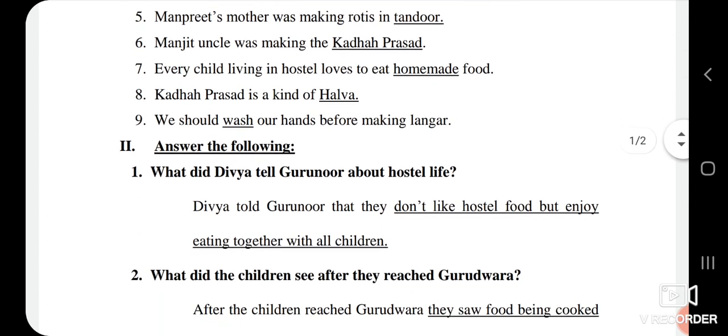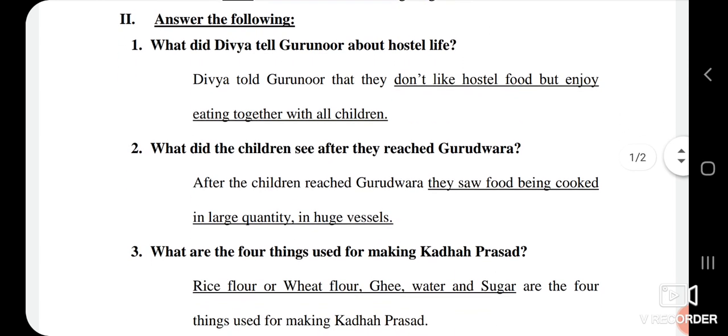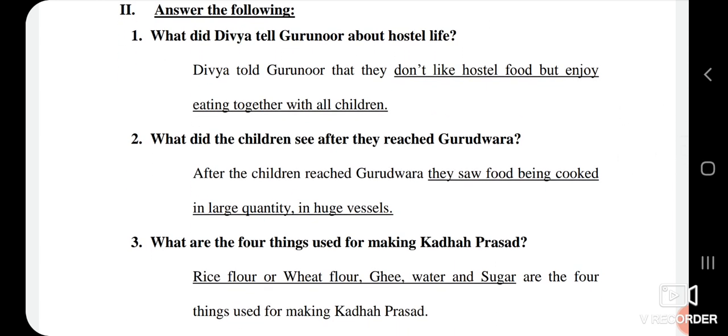What did Divya tell Gurnoor about hostel life? Divya told Gurnoor that they don't like hostel food but enjoy eating together with all children. What did the children see after they reached Gurudwara? They saw food being cooked in large quantity in huge vessels. What are the four things used for making Kadah Prasad? Rice flour or wheat flour, ghee, water and sugar.